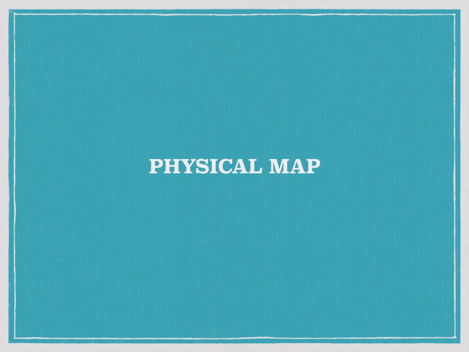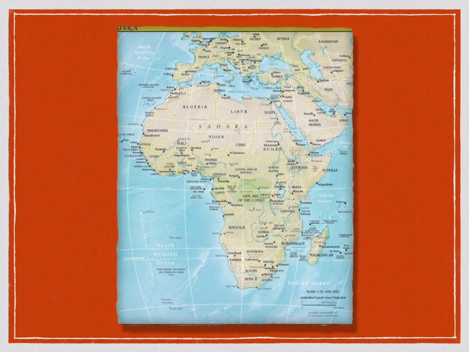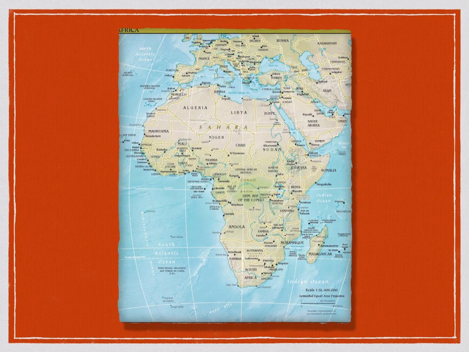Physical map. Here's a physical map of the African continent. It's a little hard to see some of the features like the Nile River. If you look closely, you can see it. The Sahara Desert, another main physical feature. As you move towards the middle of the continent, towards the equator, you're going to locate more rainforest type vegetation.